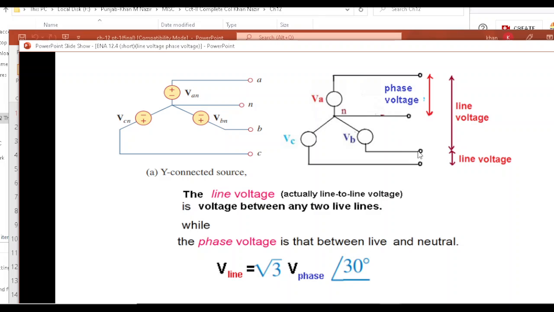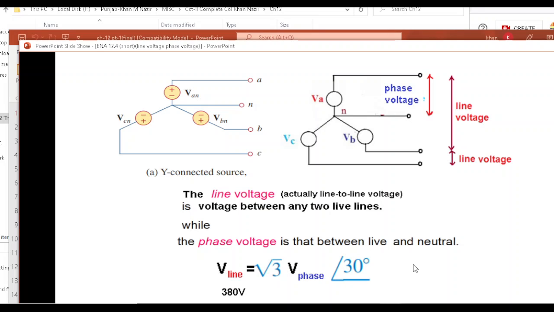Now, how do we relate these two? Obviously, line voltage is greater than the phase voltage. And for anything greater in this chapter of power, you can just multiply it by root 3. So first of all, we multiply by root 3, and then we add an angle of 30 to the phase angle to get the line voltage. That means V line is root 3 V phase at angle 30. So this is the formula.